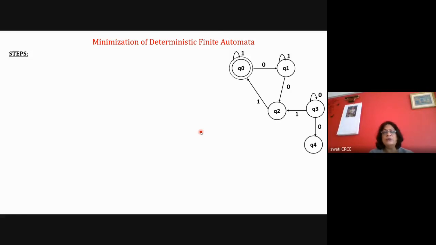Okay, so there is a particular method. There are two methods, the table filling method and the partitioning method. I'm going to teach you this particular topic with the help of a method that is called the table filling technique. Okay, and we'll see that it is a very interesting topic.